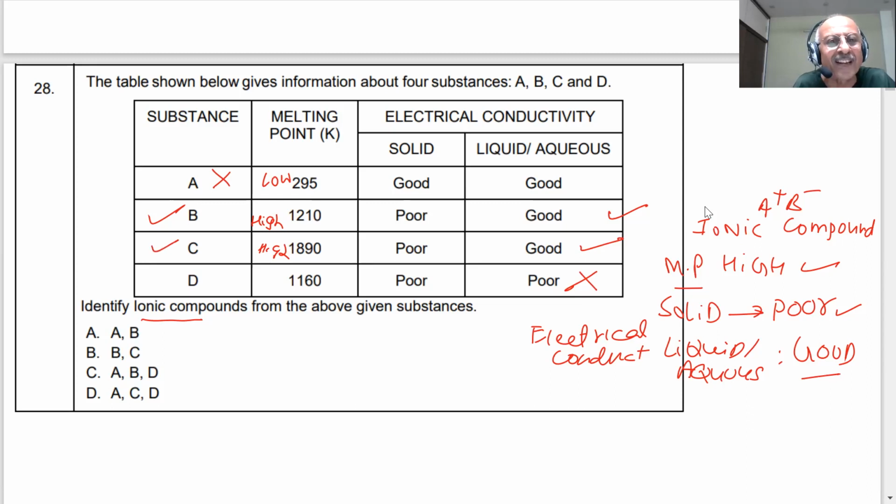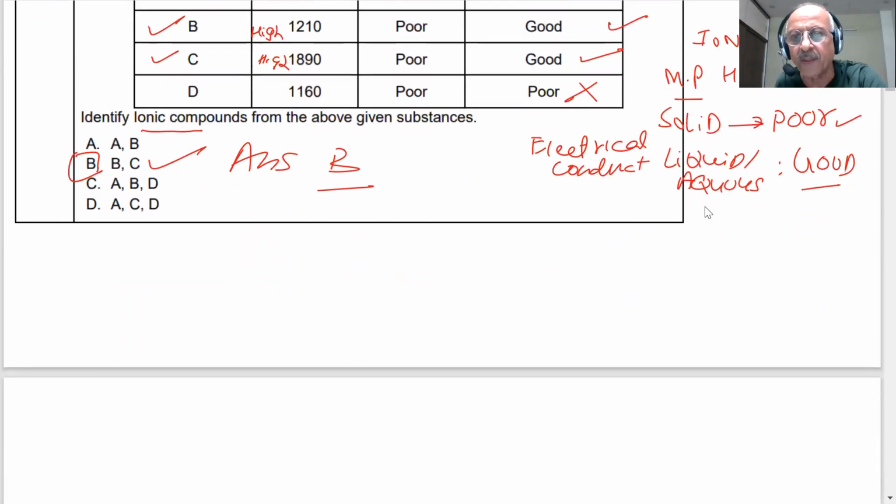In which option is that? A, B, this will be B, student, B and C. Our answer is B. B has got B and C. They are ionic compounds because they satisfy these properties: high melting point, poor conductivity in solid, and good electrical conductivity in liquid or aqueous phase.